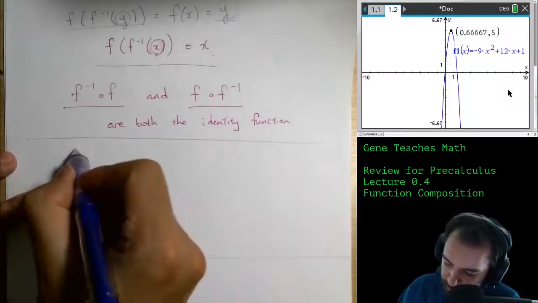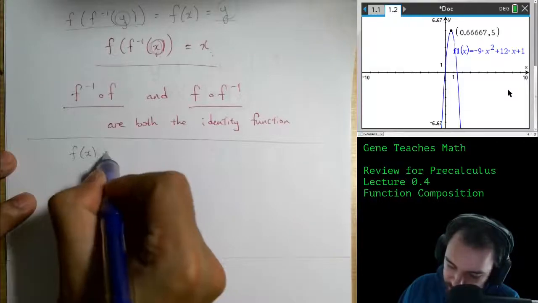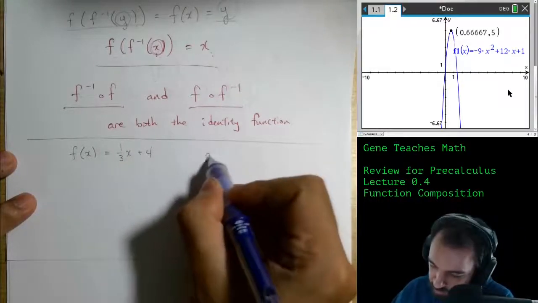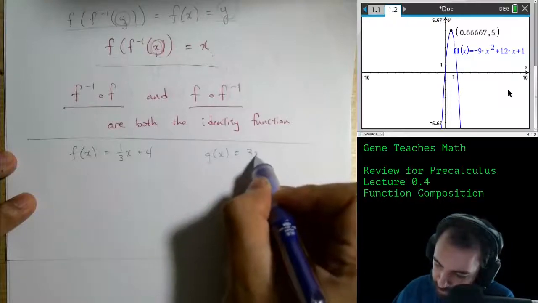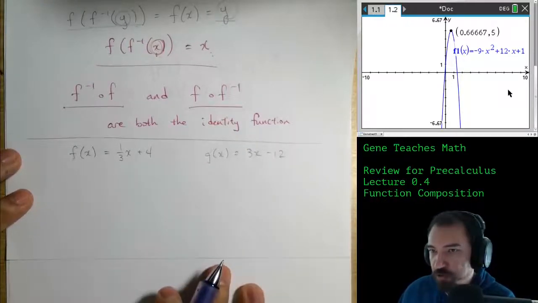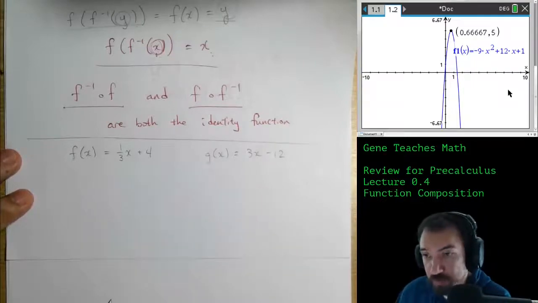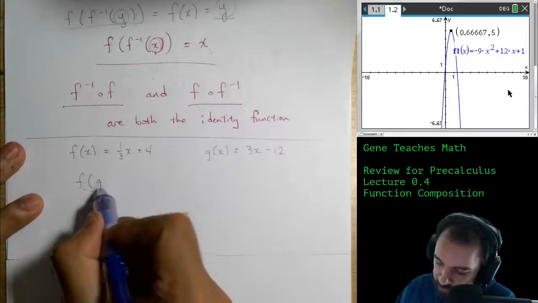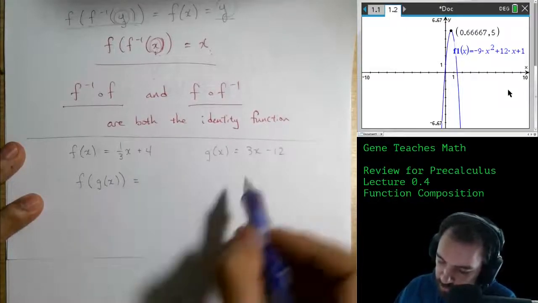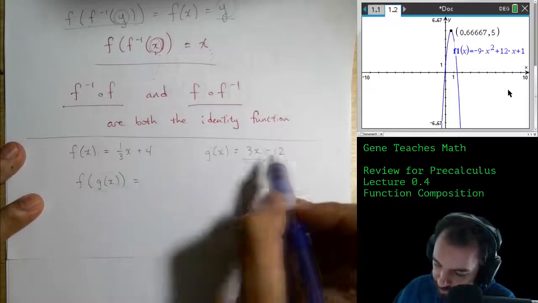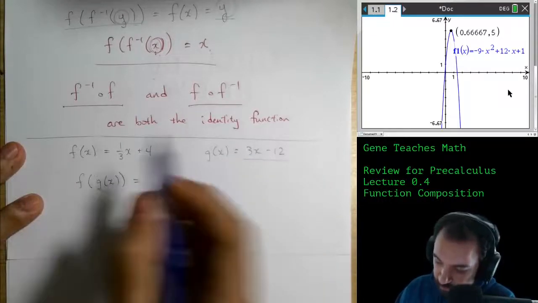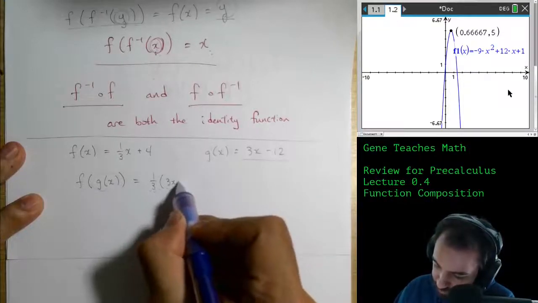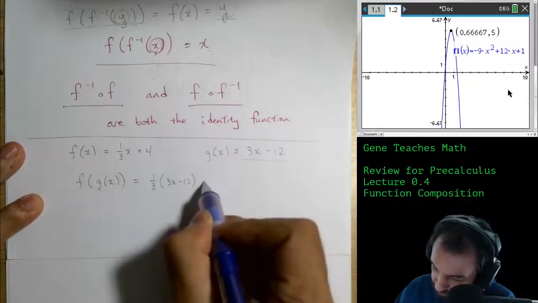So let's imagine I came up and gave two function rules, f of x equals 1/3 x plus 4, and g of x equals 3x minus 12. And I wanted you to prove that these functions are inverses of each other. You could prove this by saying, what if I take f of g of x? So this is g of x, and that becomes the input for f. So I would write that as 1/3 times 3x minus 12 in the parentheses for the x, plus 4.